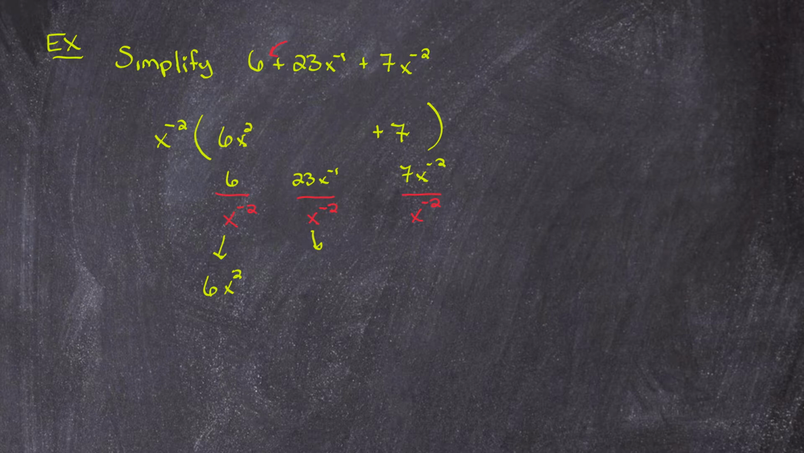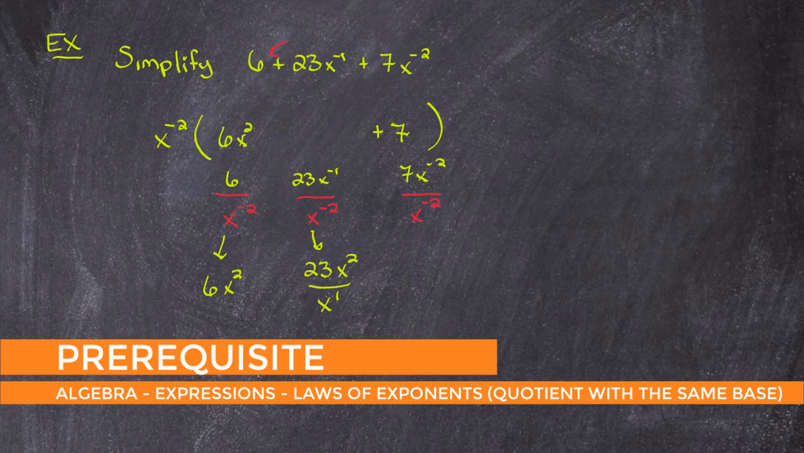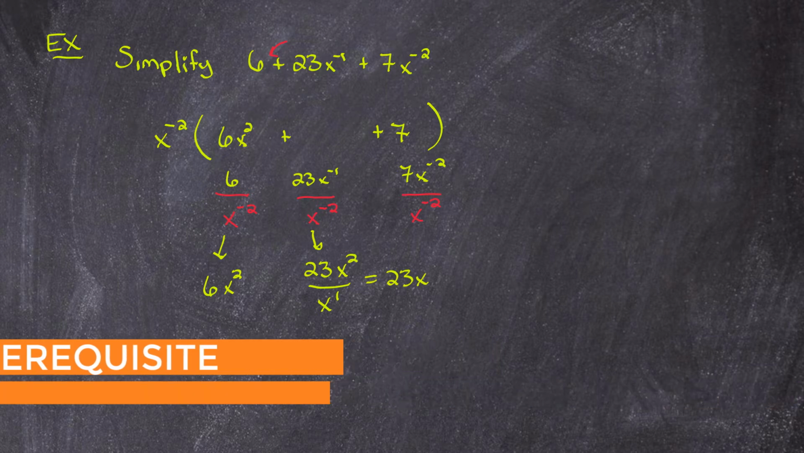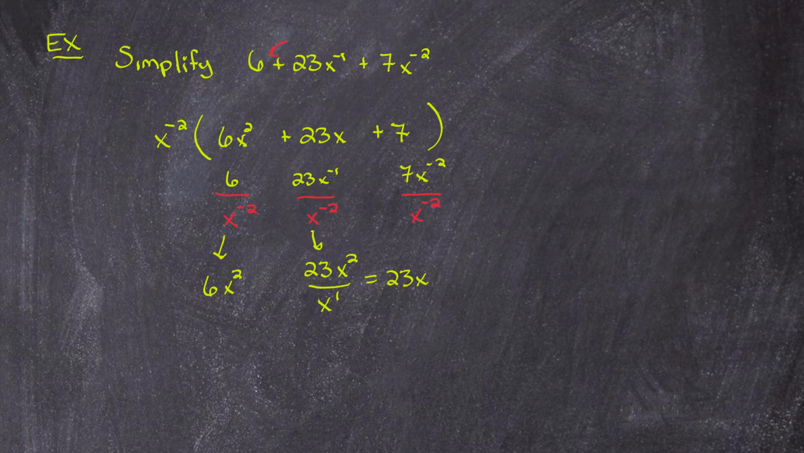I could do a similar action on this. I will just exchange positions. That's a 23. Instead of an x to the negative first, I'll write that as x to the first downstairs. Instead of an x to the negative second downstairs, I'll write it as x to the positive second upstairs. And now you do a little canceling right there, and that's 23x. So this middle term is a positive 23x.